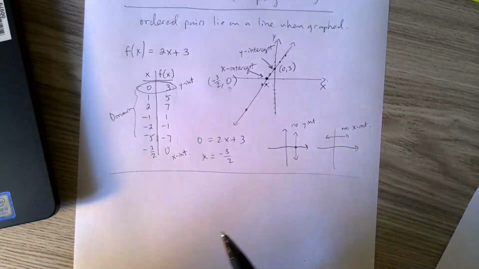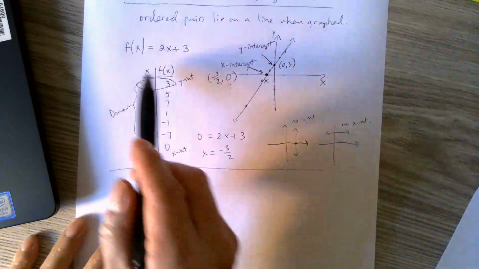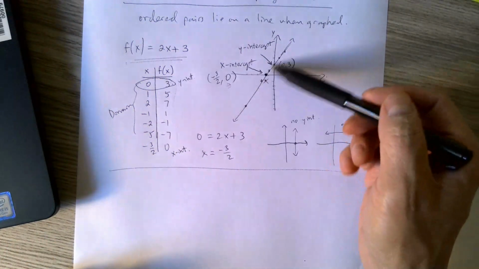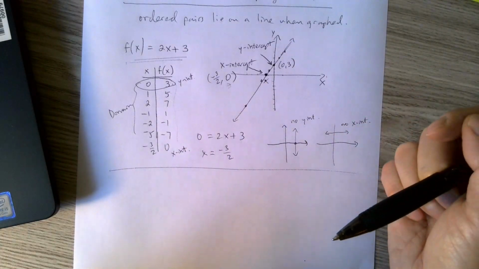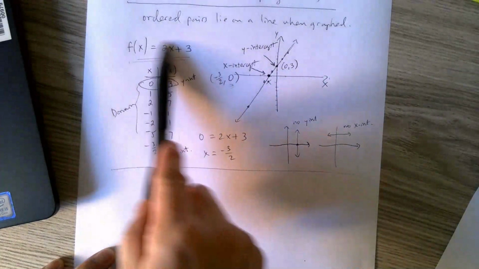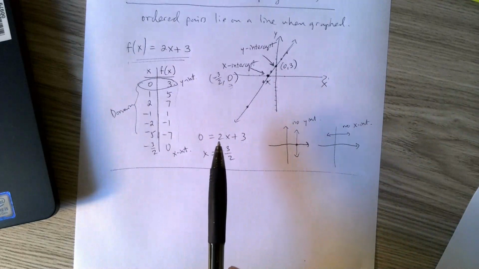And something I want you to think about is why does this equation produce points that lie on a line? Because not all functions turn out to be lines. Some turn out to be parabolas, some turn out to be other shapes. Why does this turn out to be a line? Is there something recognizable in the equation that tells me, oh, this is going to turn out to be a line?